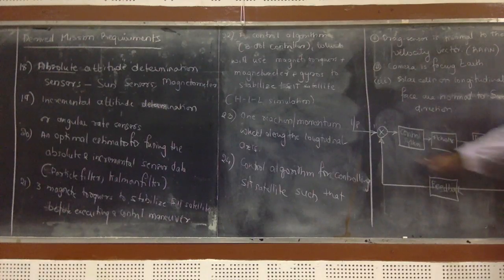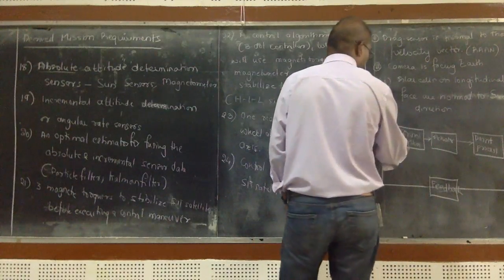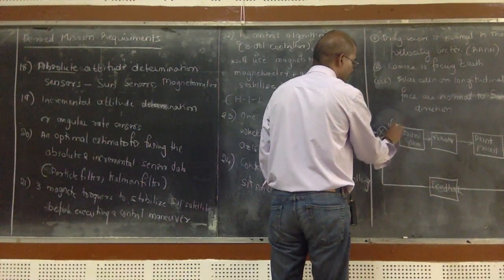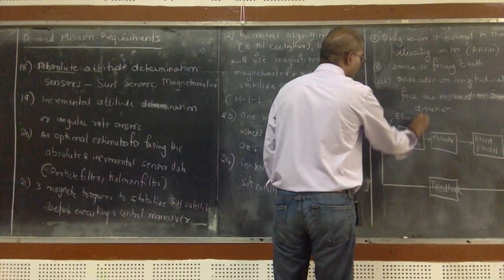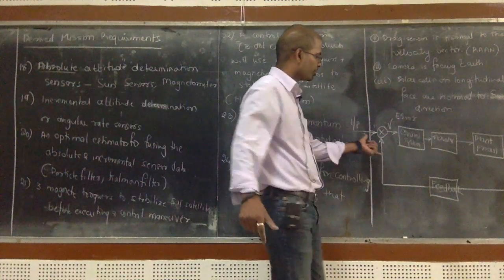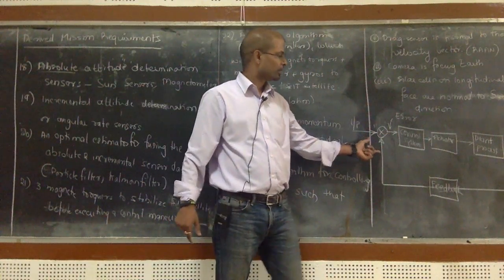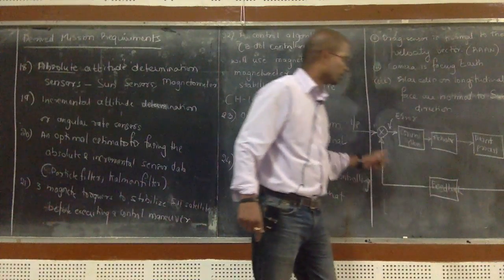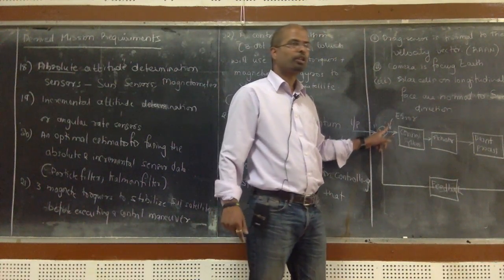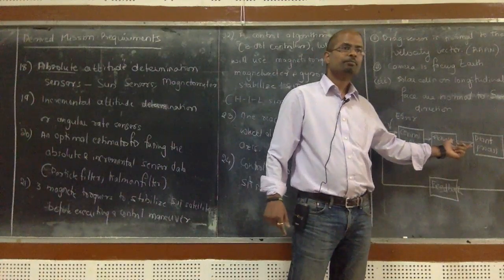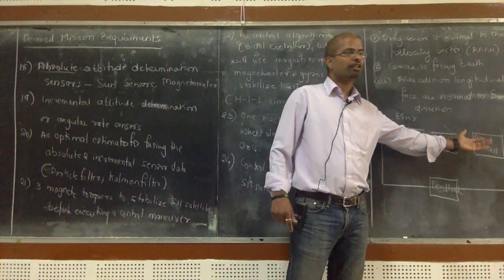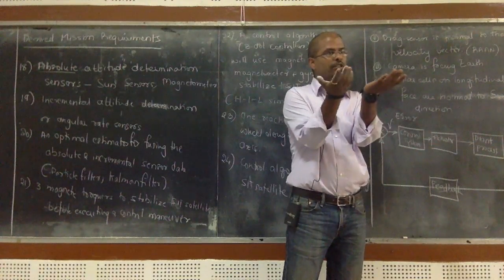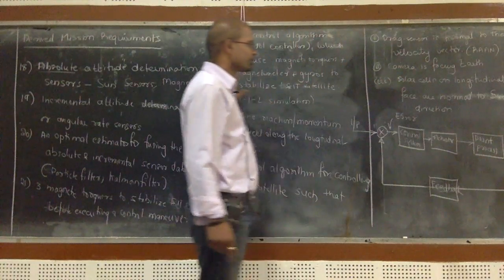So every time the output is measured, and what is minimized? The error. Ultimately what you want is for the difference between the input and the output to be 0. When that difference is 0, what is going to happen? There is no input, right? There's nothing going in, and that is when it has reached the equilibrium state.